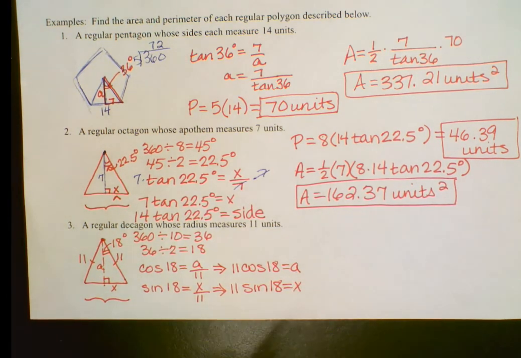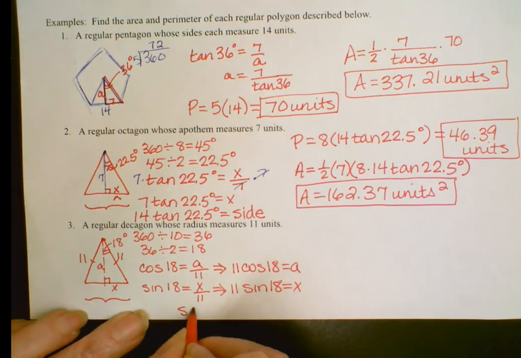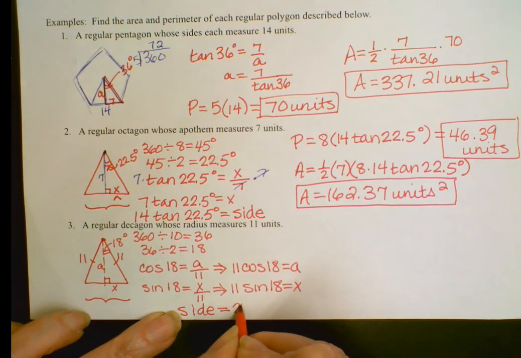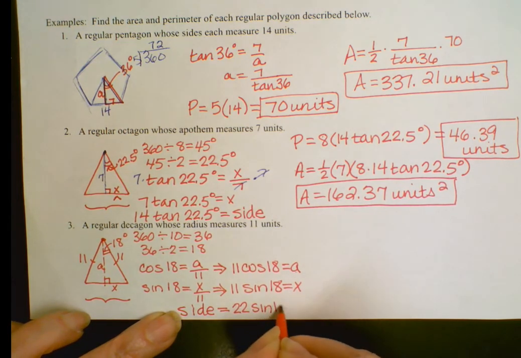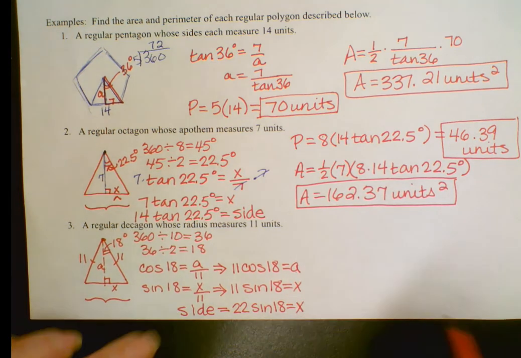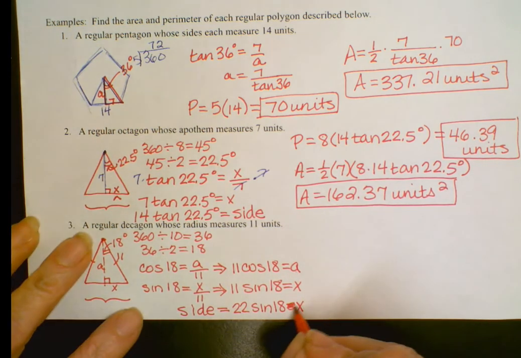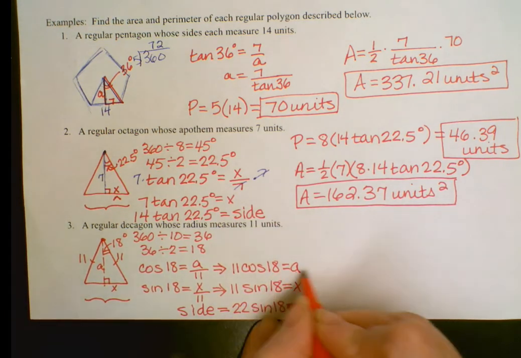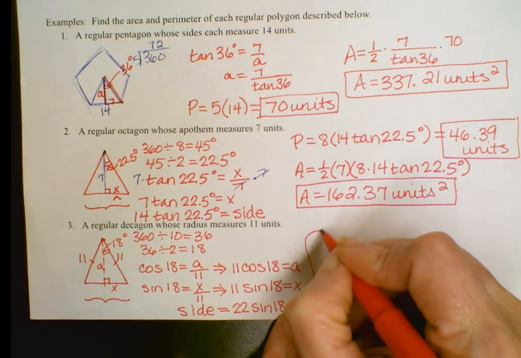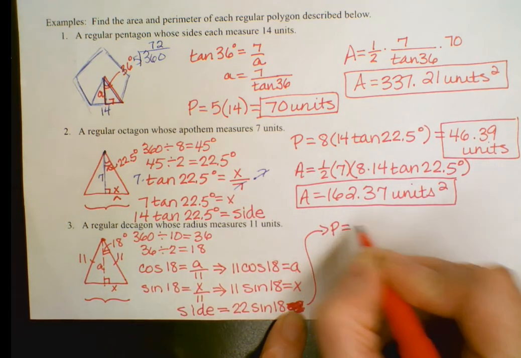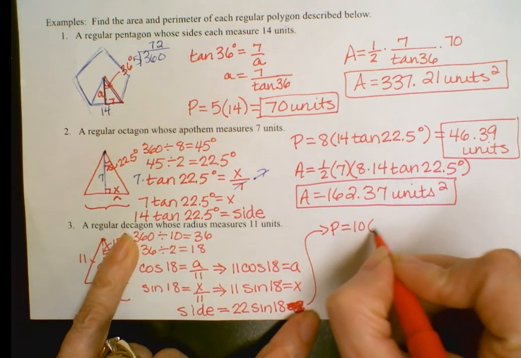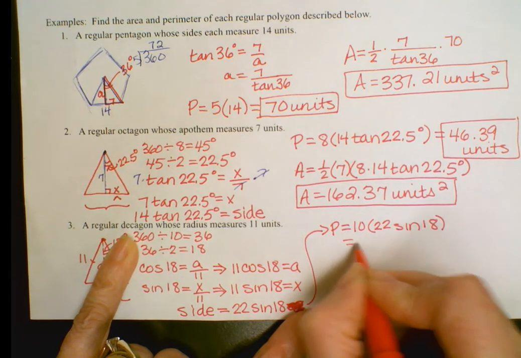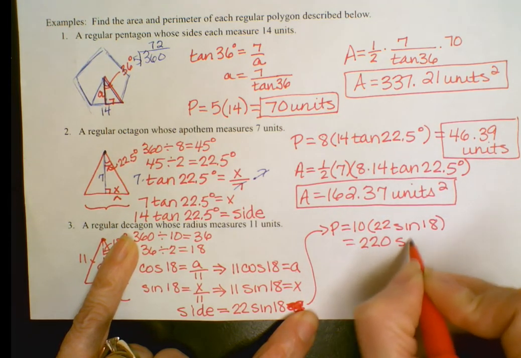X, you'll recall, is half of the side, so the side of the polygon would be double this measurement, 22 sine 18. And remember, you're doubling the side, you're not doubling the angle. Whoops, that's not equal to x. That's equal to the side length. Okay, so from that, we have the apothem, we still need the perimeter. So back up here to the top, the perimeter is 10 sides, each of which is 22 sine 18 units long. Exact answer in this case, 220 sine 18 for the perimeter.